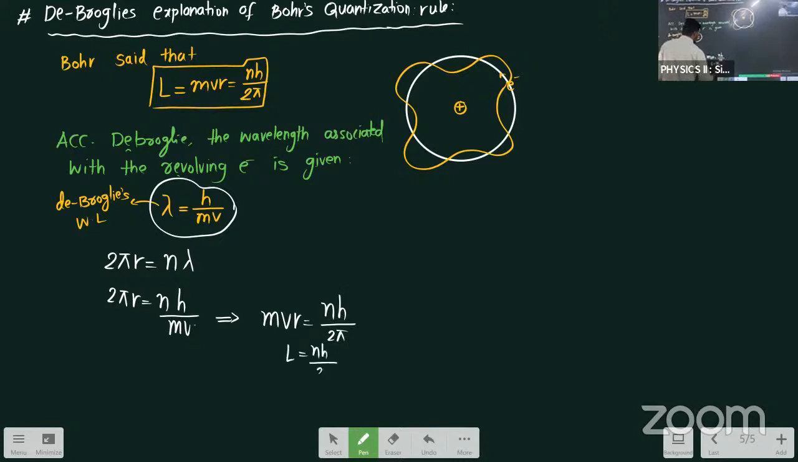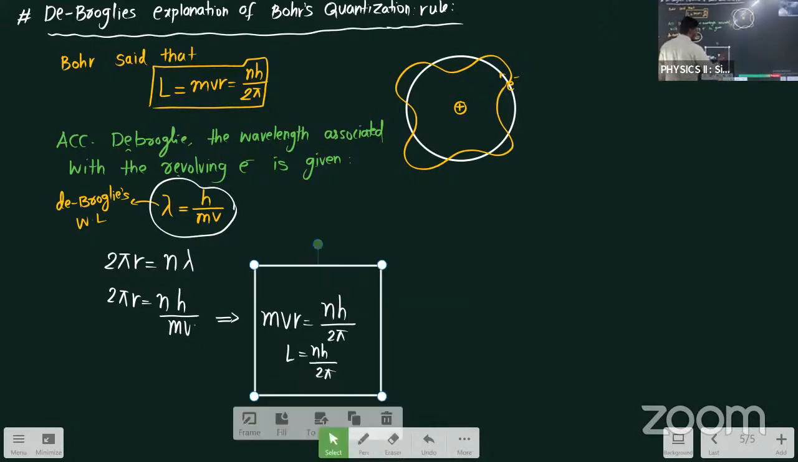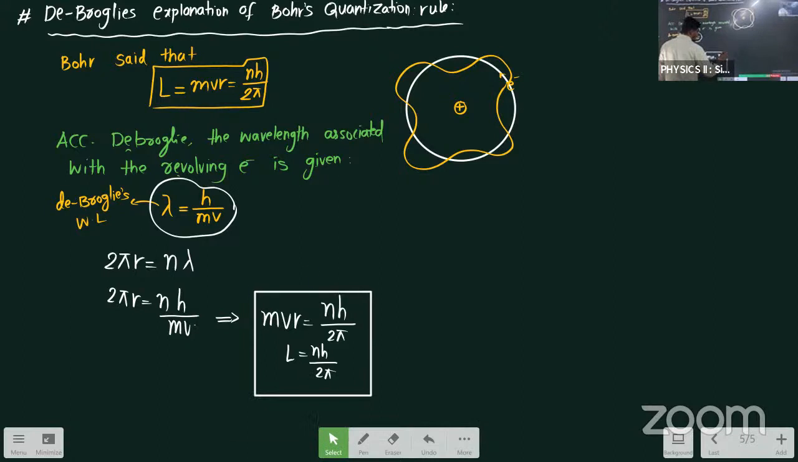nh divided by 2 pi. This was the explanation given by de Broglie based on the wave dual nature of matter and radiation. So hence proved.